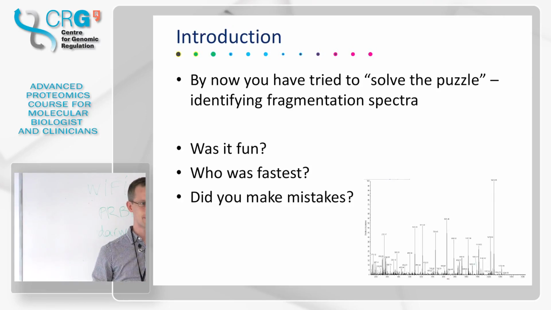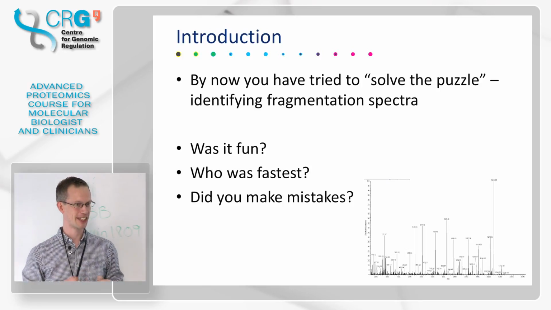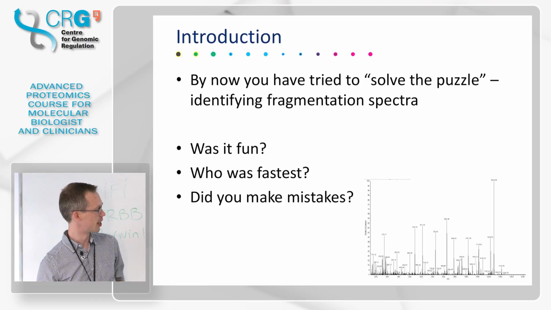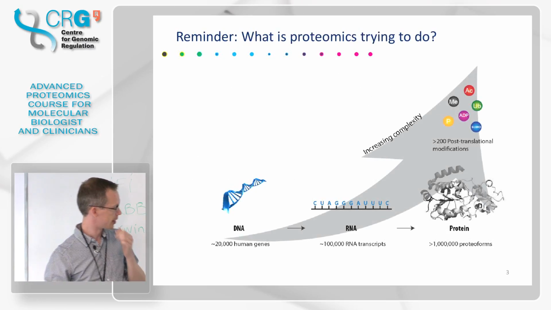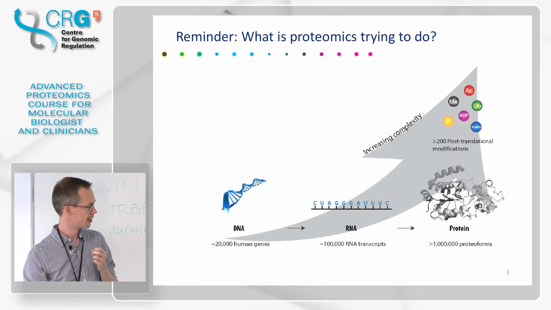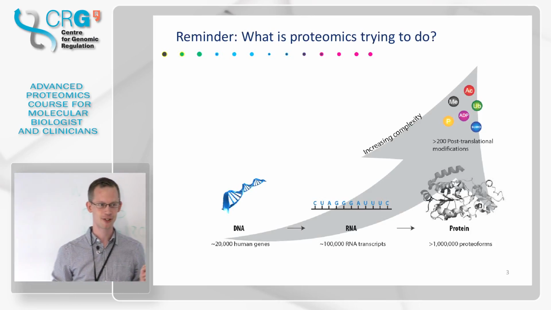Did any of you keep making the same mistakes, or couldn't really figure out what it was? There are other motivations for trying to get a computer to do this, because as you also know, we have a lot of genes, around 20,000. And if we look at RNAs, we have maybe 100,000 different. So this is just a reminder. I guess you know this.